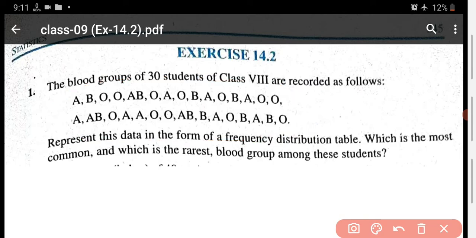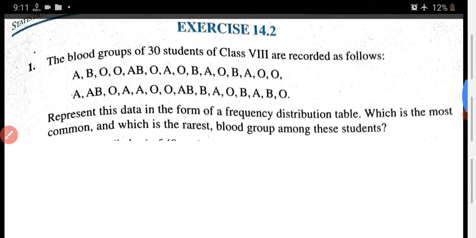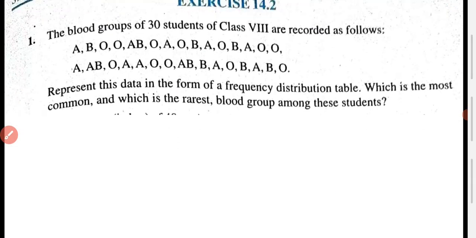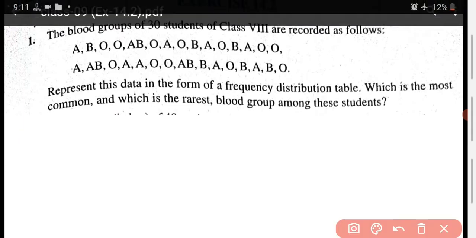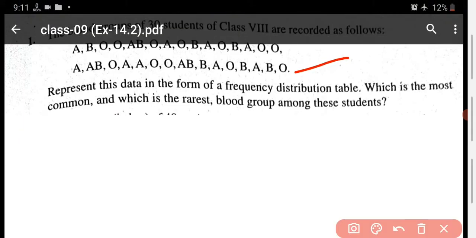Now represent this data in the form of a frequency distribution table. Okay, and which is the most common and the rarest? Most common is the one with the maximum, and the rarest is the one with the minimum.